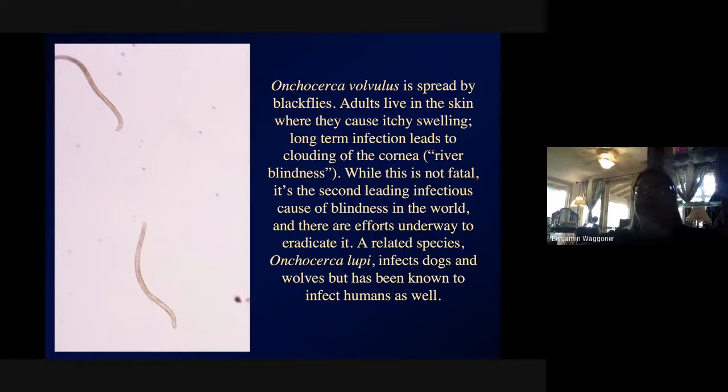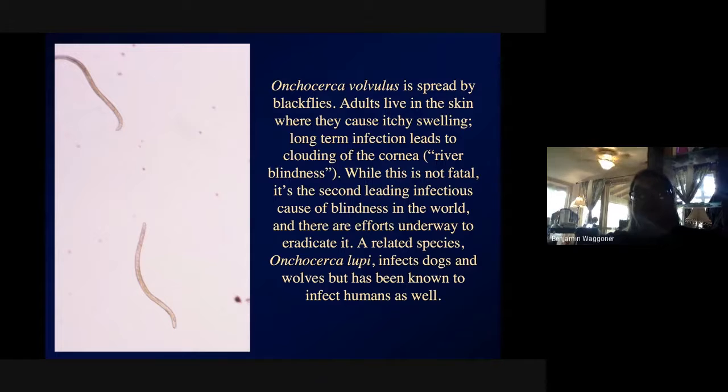Adults live in the skin. They cause itchy swellings, and long-term infection leads to clouding of the cornea, and that shaking is again caused by the fact that the cat has just jumped up. The common name for this is river blindness. It's prevalent in Africa and in South America as well.